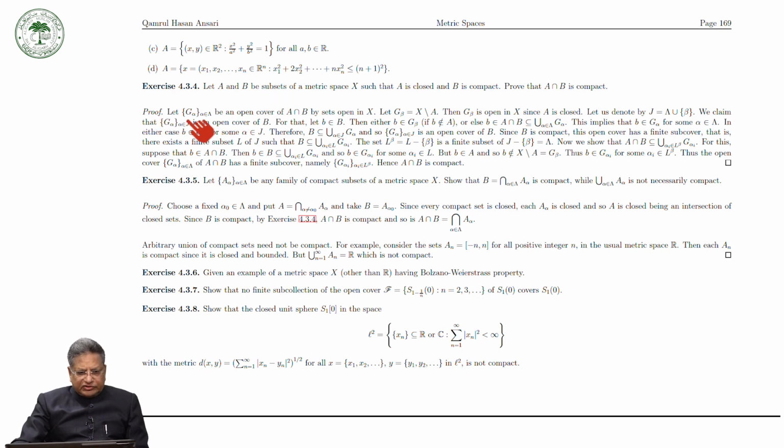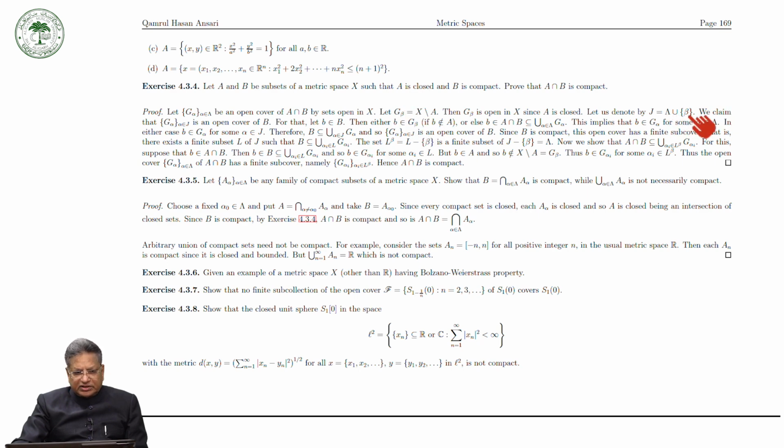So let G alpha be an open cover of A intersection B by sets open in X. Then we can take G beta, which is equal to X complement of A. We are assuming that A is closed, so G beta is open since A is closed. Let us denote by J the index set, which is the index set lambda union this beta.